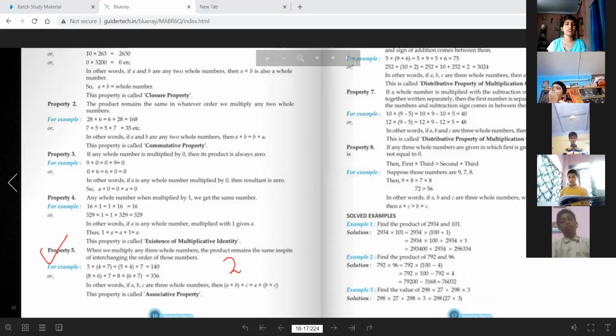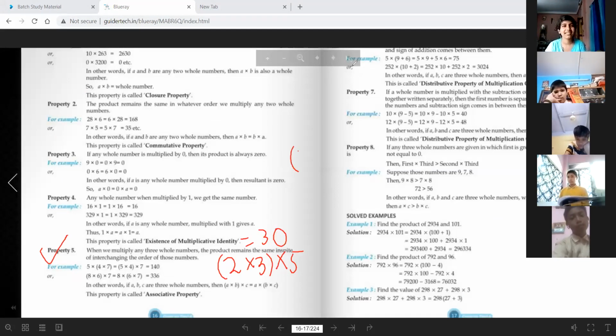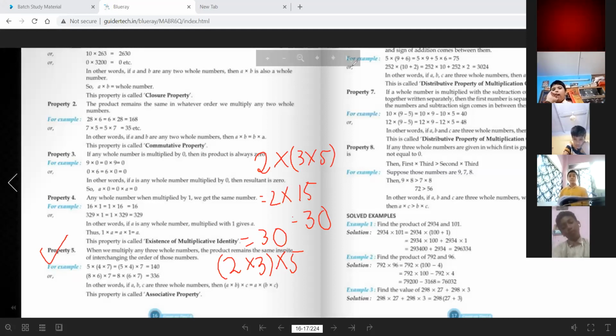Suppose we are doing 2 into 3 first. After that, we are multiplying it with 5. So the answer will come as what? 6 into 5, 30. In the same way, if we are multiplying 3 into 5 first, after that we are multiplying 2, which I have written here, the answer is also coming 30. So the associative property is also holding.